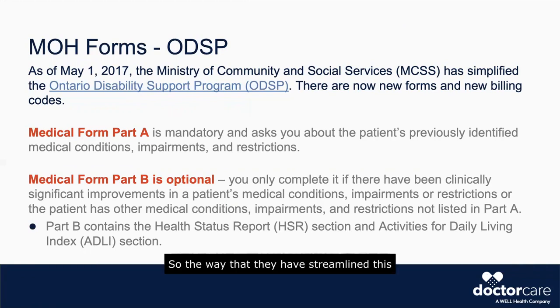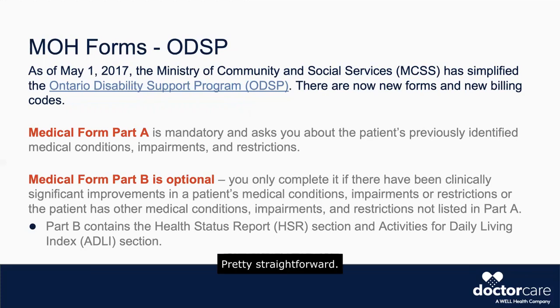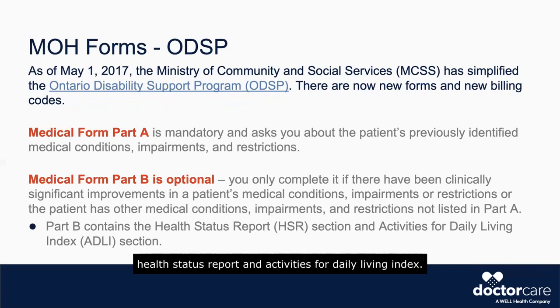The way that they have streamlined this is that they've made it into two parts. There's a medical form Part A, which is the mandatory part, and it asks your patient's previously identified medical conditions, impairments, and restrictions. Pretty straightforward. Part B is really about the health status report and activities of daily living index. These sections make up Part B, and typically it's optional when you're filling out the ODSP forms, unless it's requested by the patient. So they've really streamlined these two components of the form.